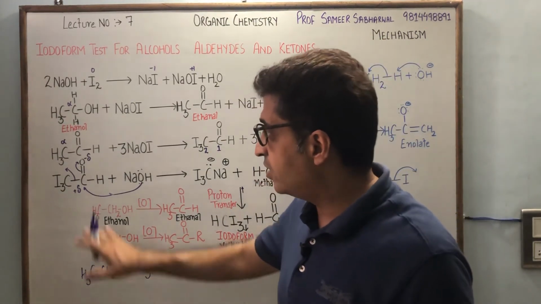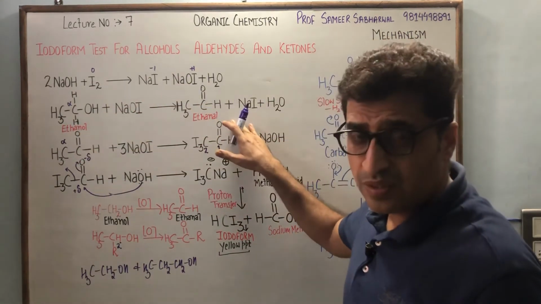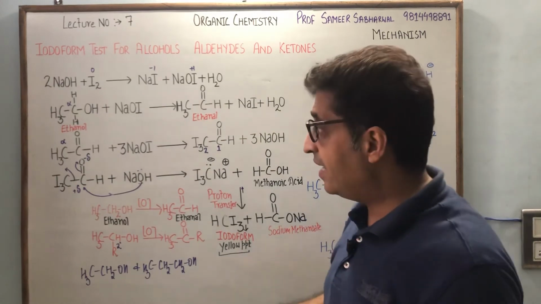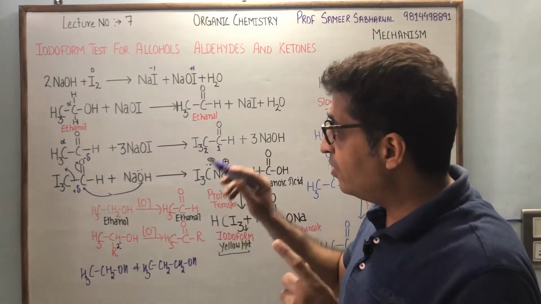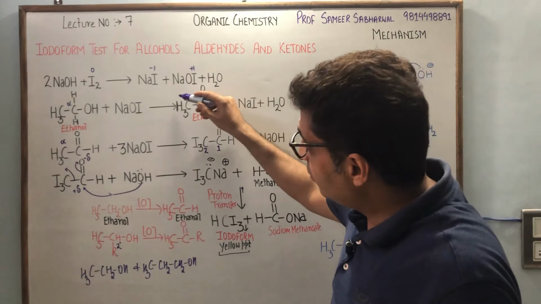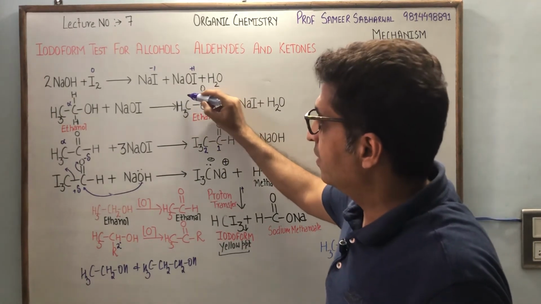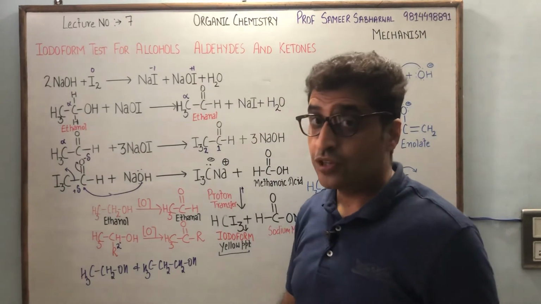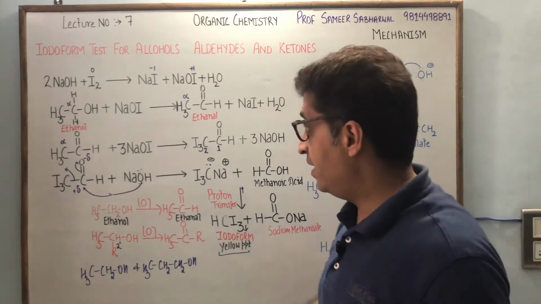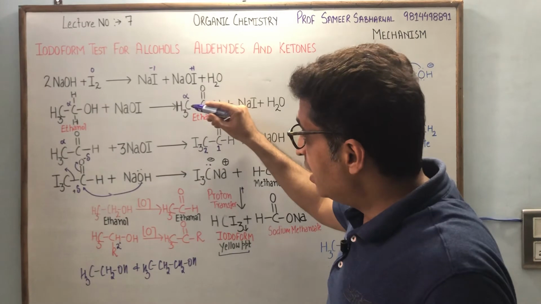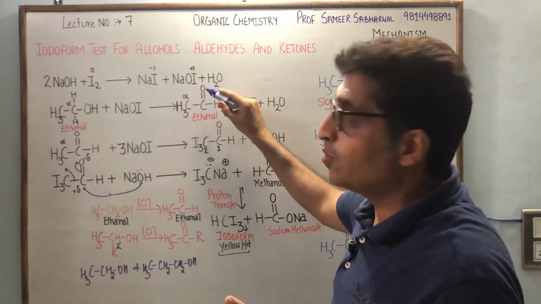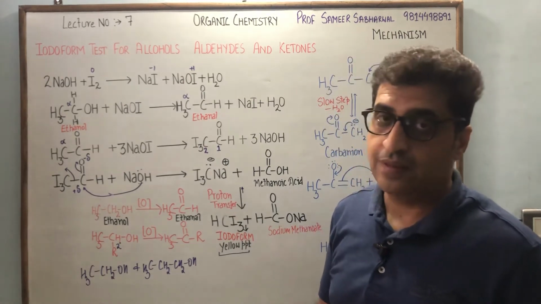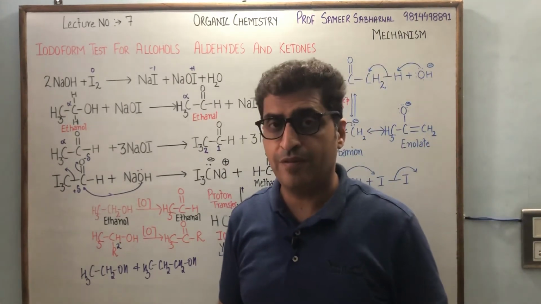Ethanol is oxidized to ethanal. So this is the basic reaction of aldehydes and ketones. And the requirement for iodoform is the presence of 3 alpha hydrogens in the carbonyl. 3 alpha hydrogens means there must be a CH3 group attached to the C double bond O group. If that group is there, you can perform the iodoform test.